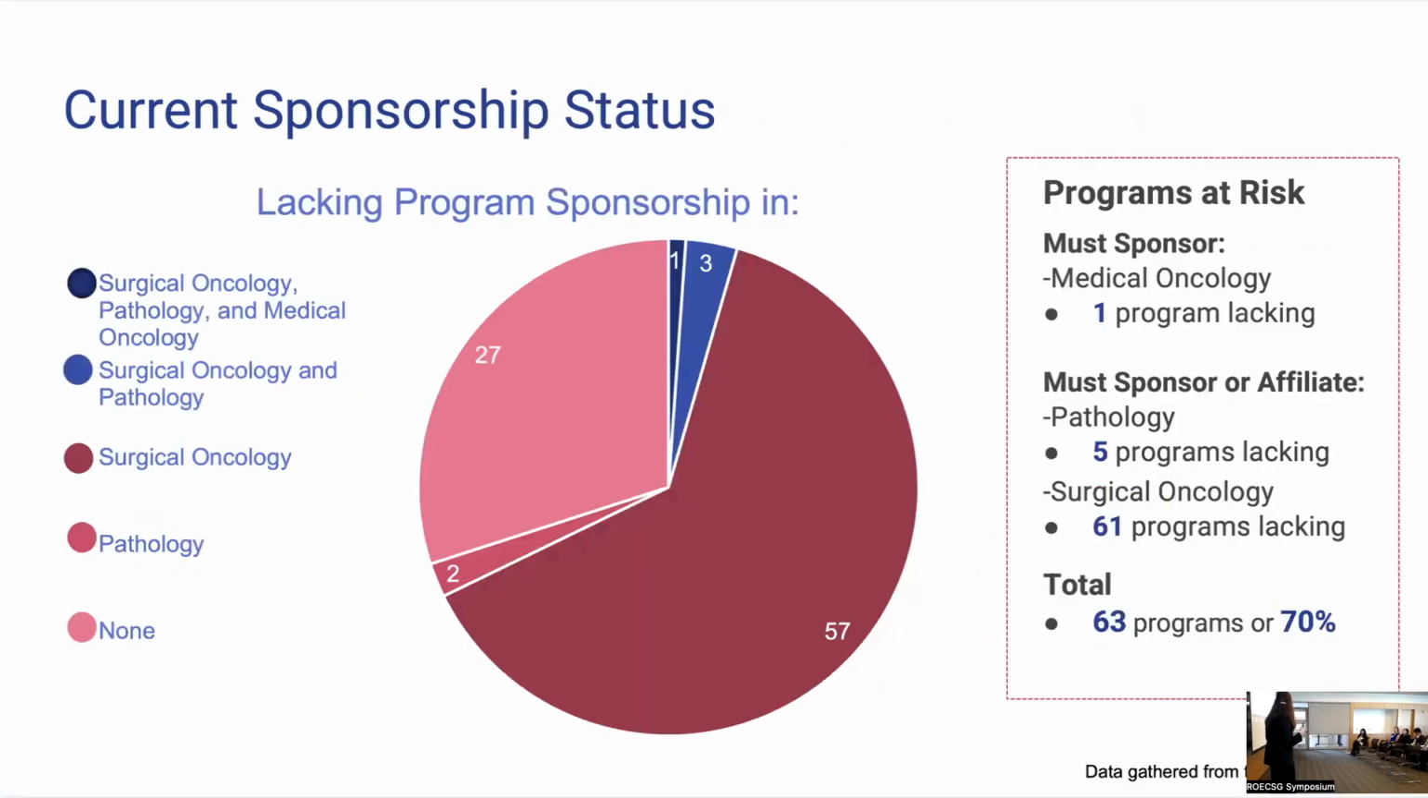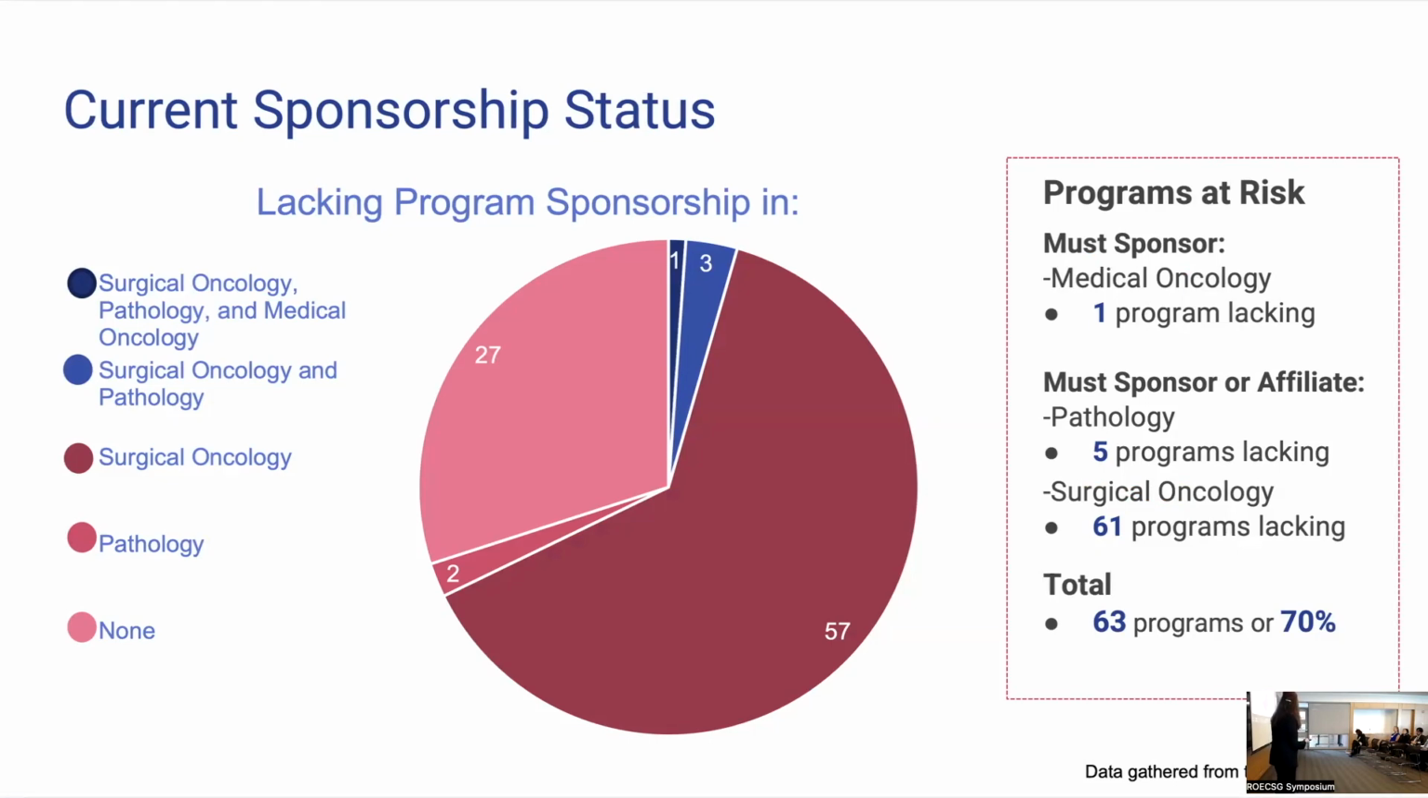And for the sponsorship status, unfortunately, being limited to publicly accessible information, we could only look at sponsorship. We cannot assess affiliation status, so please keep that in mind. But it was concerning that only 27 programs had sponsorship in all 3 of the program types that we looked at. 1 program was lacking a medical oncology or medical oncology and hematology program. Now that has to be a sponsorship, so that is of note.